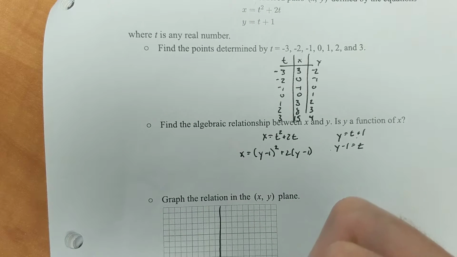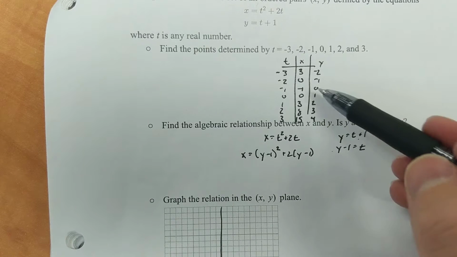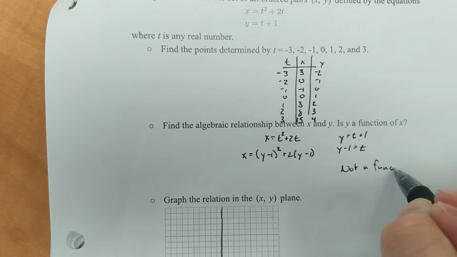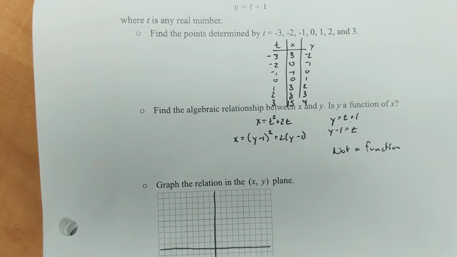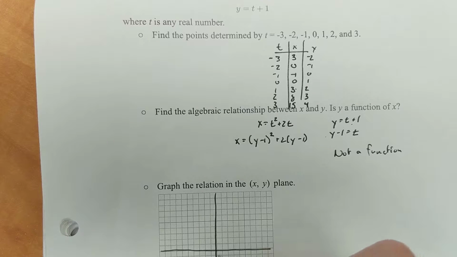And then for the is it a function part, if you look at my x column, I have x's that repeat. So this is not a function, because here's 3 twice, 0 twice. To plot the points, we've got over 3 down 2, so 3, negative 2, 0, negative 1, negative 1, 0, 0, 1, 3, positive 2, 8, positive 3, and then the last point's way out here.